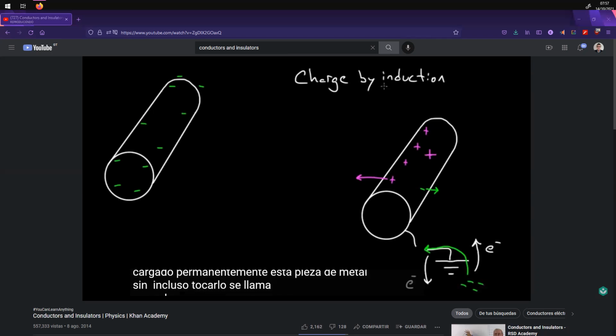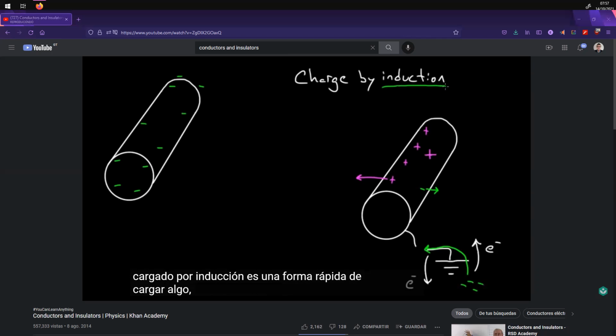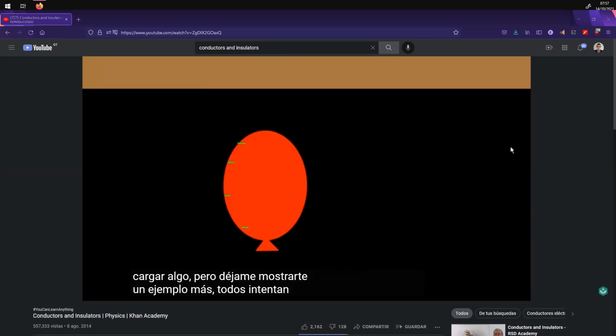It's called charge by induction. It's a quick way to charge something up. But let me show you one more example. Everyone's tried this. You take a balloon. What happens? How do you charge it up? You rub it against your hair. It steals electrons from your hair and the balloon becomes negatively charged.